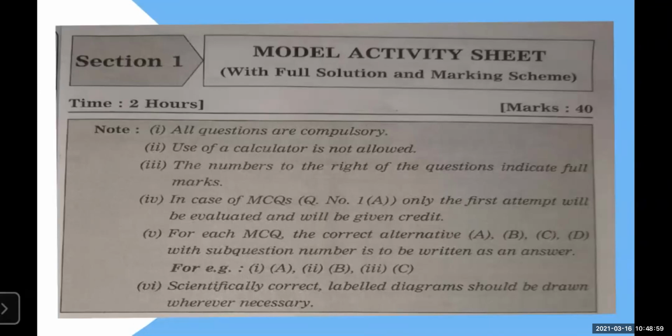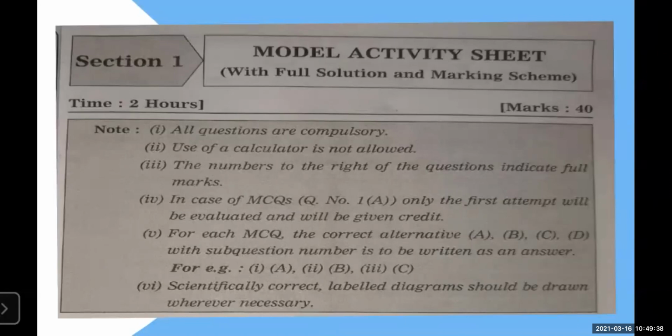And if you write many options, A also, C also, D also, the examiner will consider only your first option number. So to avoid confusing the examiner, write down only one option number. And avoid cancellation in question number 1, especially 1A and B, because these are very small answers. Question number 1A will be your MCQs, which we will discuss.